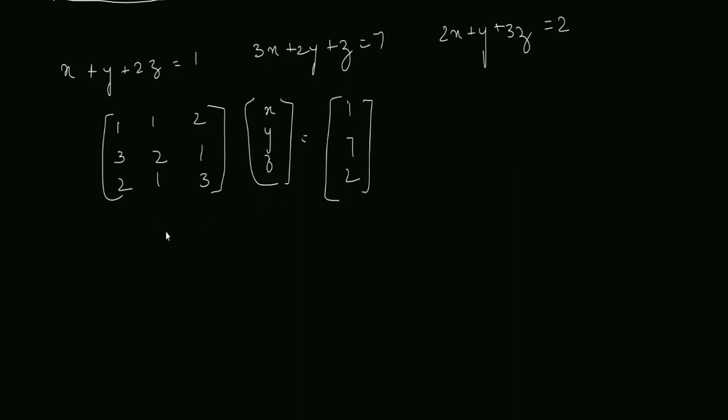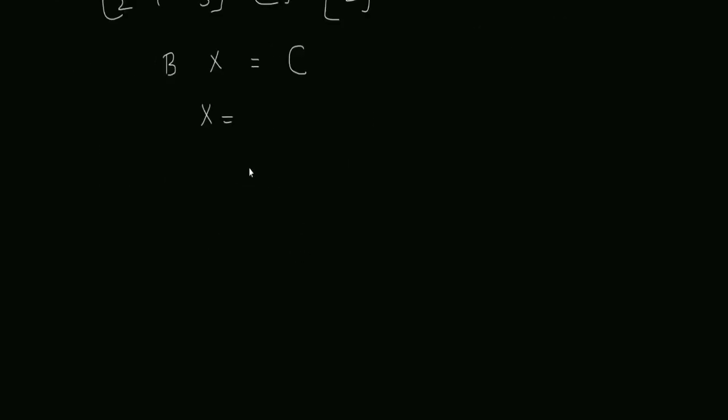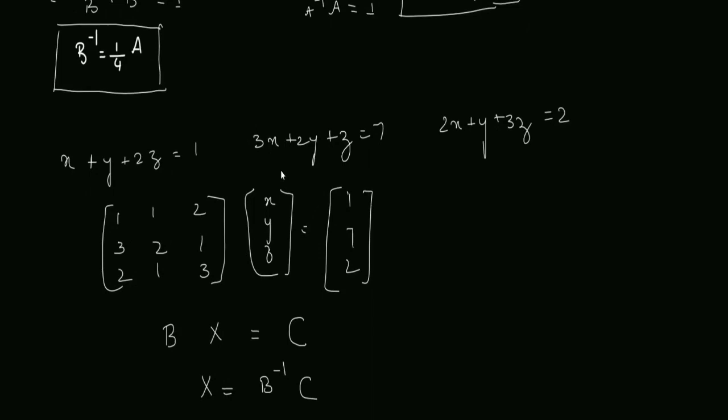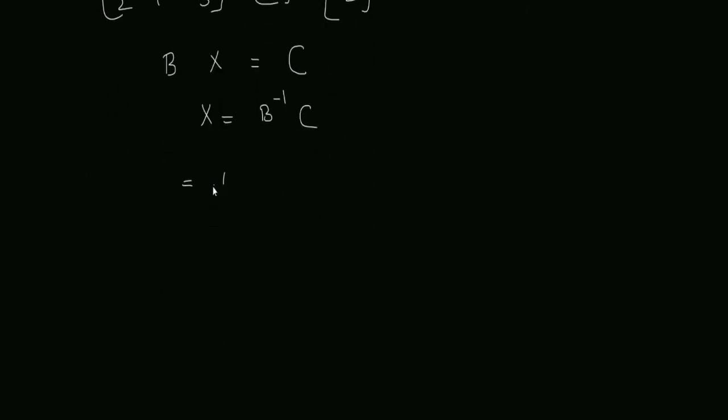So this is nothing but matrix B. This is not matrix A. I'm going to write it as matrix B. This is X. I will write the constants as some C matrix because A is already given. So we're going to find X from BX equal to C. So X is equal to B inverse C. We already found B inverse is equal to 1 by 4A. So X is 1 by 4A into matrix C.